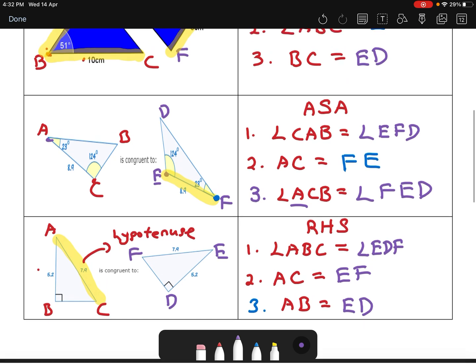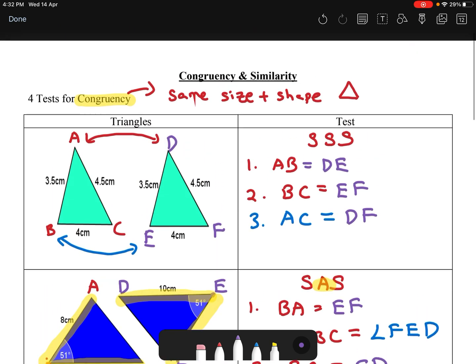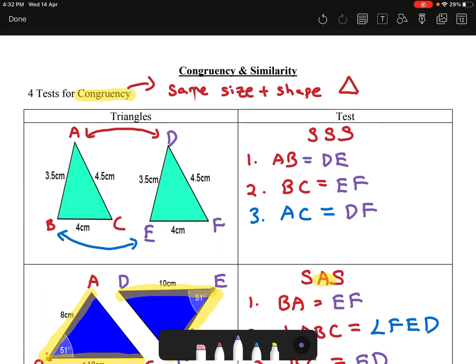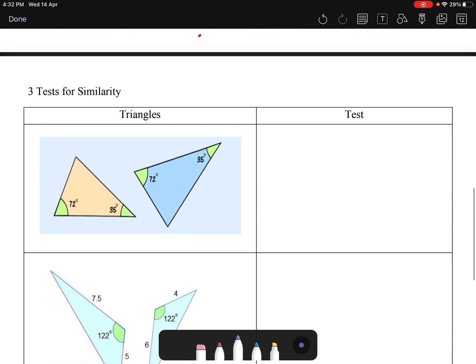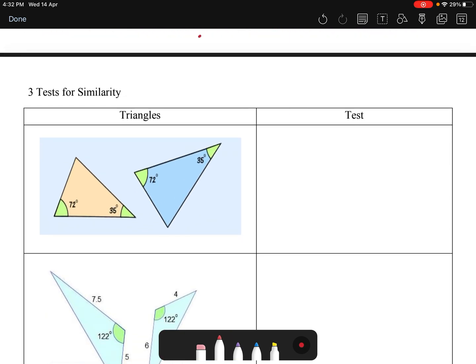So these are all the 4 different types of tests to prove that two triangles are congruent. Congruent means they have the same size, they have the same shape. Okay, so next we want to prove similarity. What is similarity? Similarity means if I have two triangles, but these two triangles do not have the same size. So basically one triangle is big, another triangle is small. So I want to test this for these two triangles, similarity.